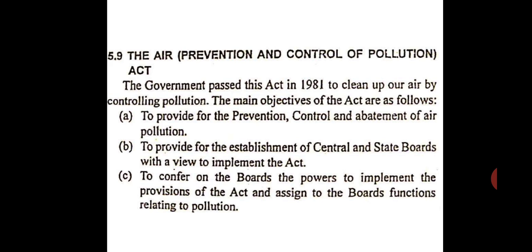So the Air Prevention and Control of Pollution Act was passed in 1981 by the Government of India to clean up our air by controlling pollution. The pollution levels in the air have now become very high, and they are leading to a lot of problems for human life as well as flora and fauna. So the Government of India has passed this act, the Air Act, in 1981 so that we can have better quality of air in our country.